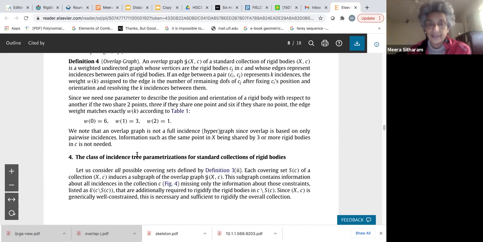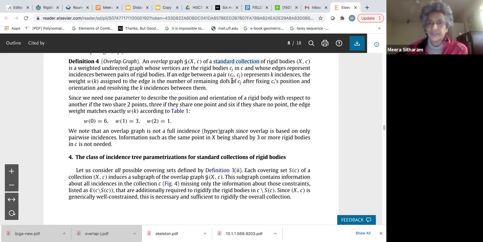So the key object here is something called an overlap graph. So if you have your standard collection of rigid bodies, without loss of generality, we're never going to consider the non-trivial intersection case because it's so simple. So it's only trivial intersection. So you have the entire complete list of proper maximal rigid bodies, okay? So that's the standard collection that we are looking at. An overlap graph is a weighted undirected graph whose vertices are the rigid bodies, by which I mean the children of a given node, which have already been solved, so to speak, their systems have already been solved.